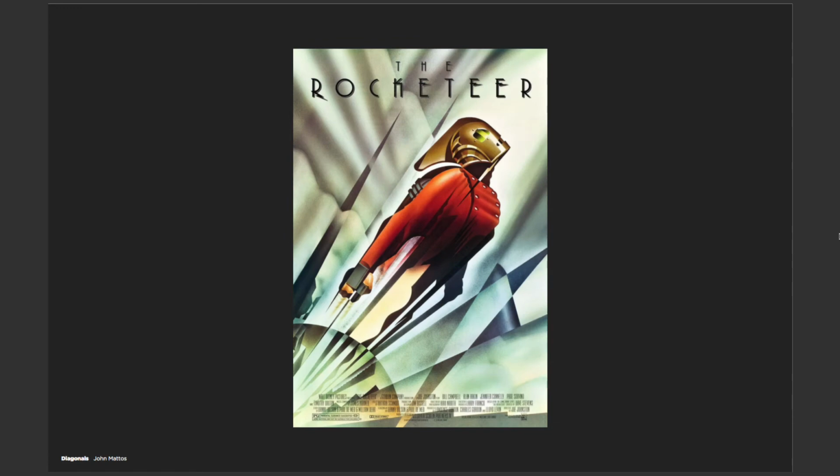Here's another really strong use of diagonals in this movie poster for The Rocketeer. See how those diagonals are creating a sense of speed, really enhancing the power of this character.